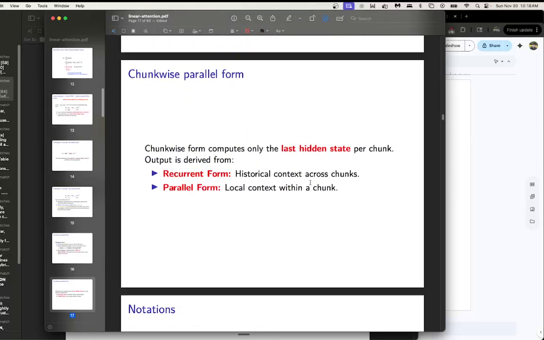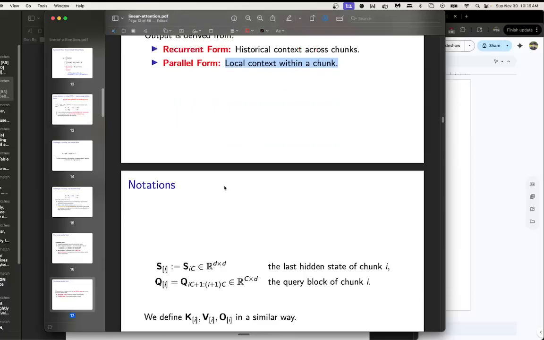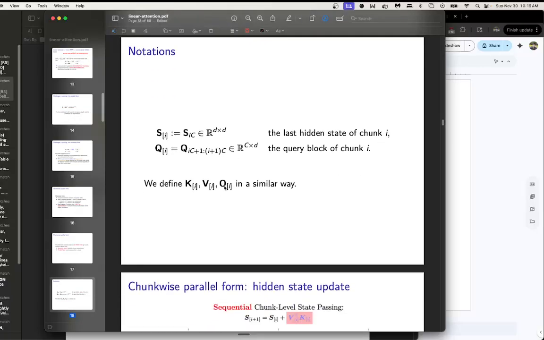So basically this form is only going to compute the last hidden state per chunk, and it's going to share that hidden state across chunks. But within a chunk, we'll still have to use the parallel form we talked about. So we have some diagrams here.